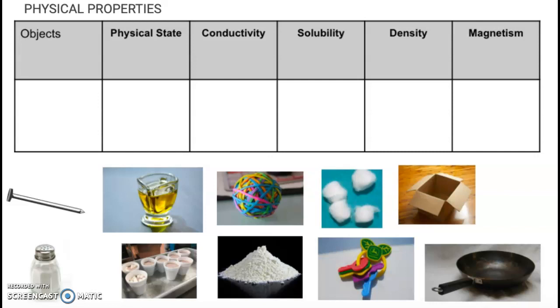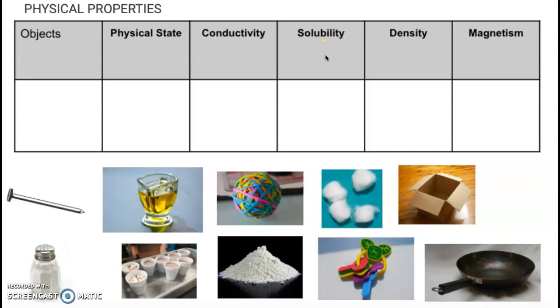This presentation is about physical properties, and there are 5 different physical properties that different objects can be classified into. The first one is physical state. Physical state is if the object is a liquid, gas, or solid. Conductivity, this physical property talks about conductors and insulators. Does the object conduct electricity and heat, or does it insulate electricity and heat?